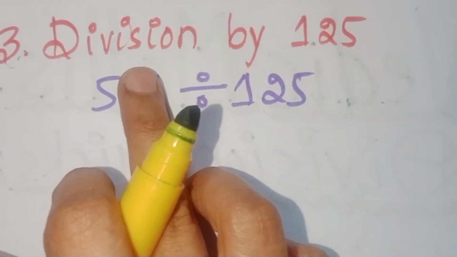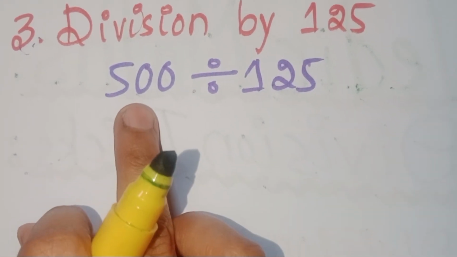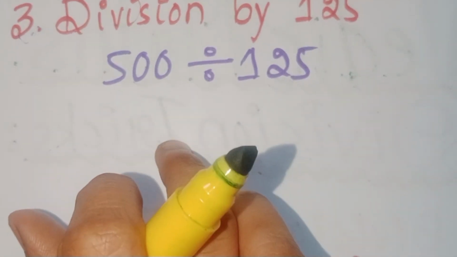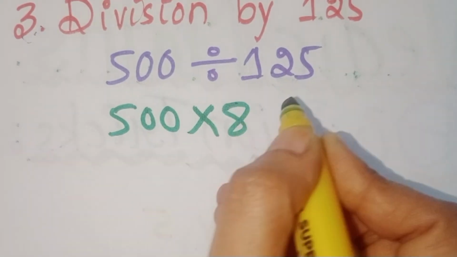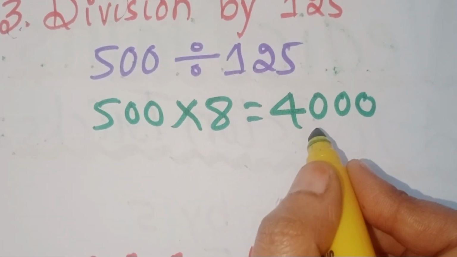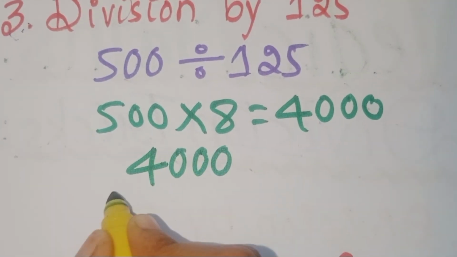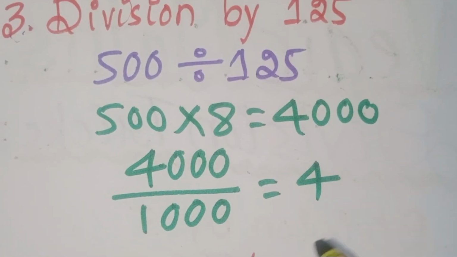Trick number 3. Division by 125. First, multiply this number by 8, then divide the result by 1000. 500 into 8. We get 4000. Divide this by 1000. 4000 divided by 1000. So the answer is 4.